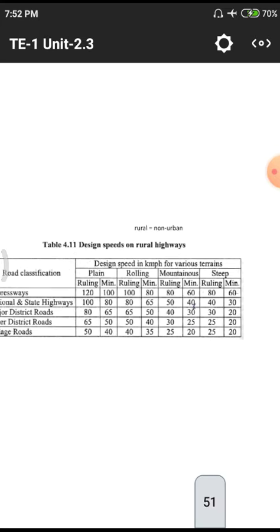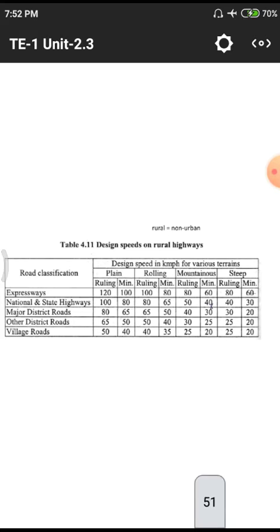But here road classification, design speed in terms of kilometers with respect to terrains. Normally we are having plain terrain, rolling terrain, steep terrain and mountainous terrain. These four types of terrains we are having. All these are the recommendations given by the Indian Road Congress: how much speed we need to maintain on those particular terrains with particular vehicular speed.